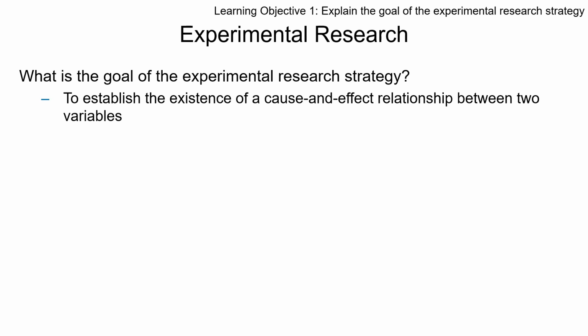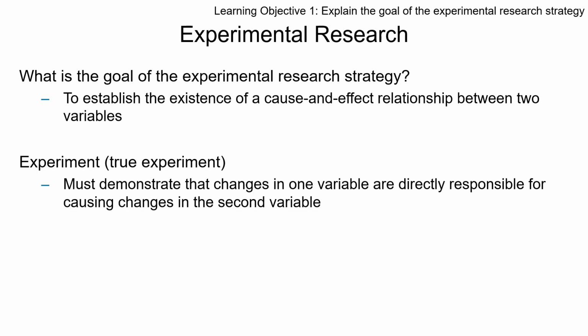So because, again, the goal is to establish that cause and effect relationship, which gets us to true experiments. So true experiments, as opposed to quasi-experimental design, which we'll talk about later in the semester, must demonstrate that changes in one variable are directly responsible for causing, really important word there, causing changes in the second variable. So again, through those sets of rules that you need to determine causation, the true experiment does that. So by using a true experiment, we are going to be able to identify cause.